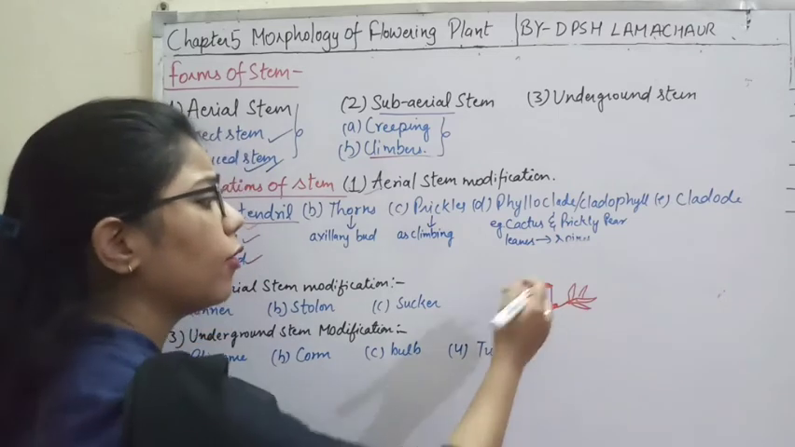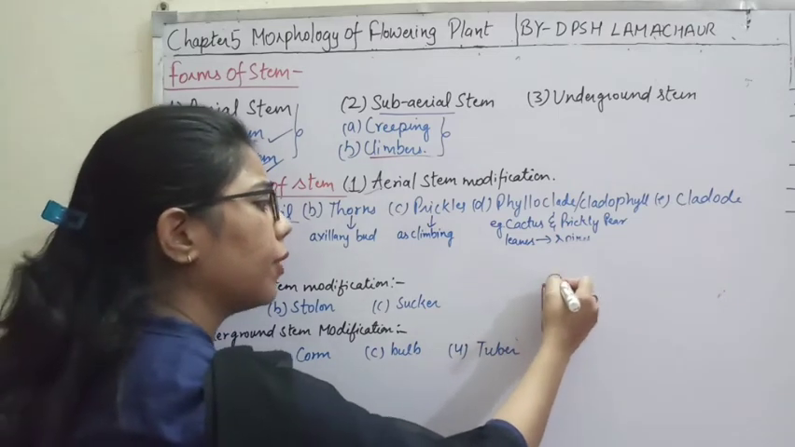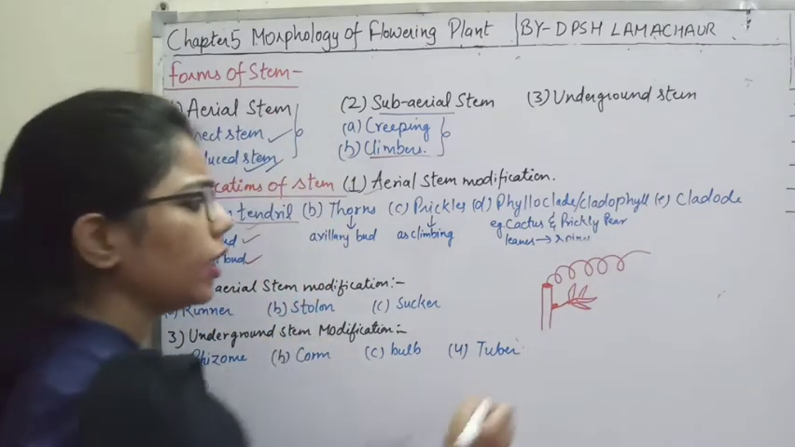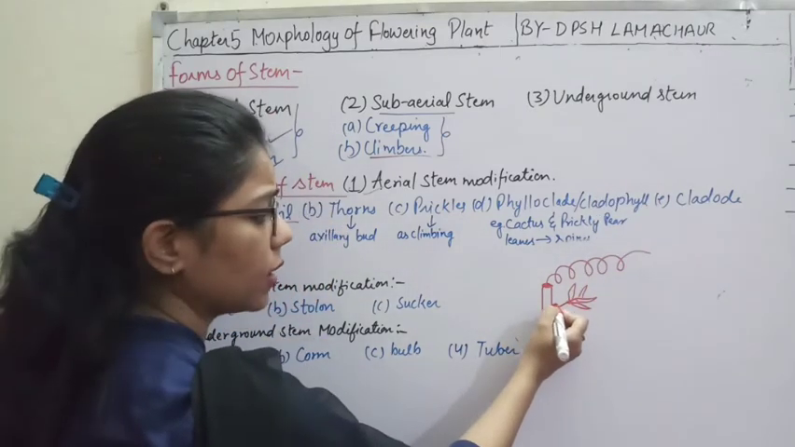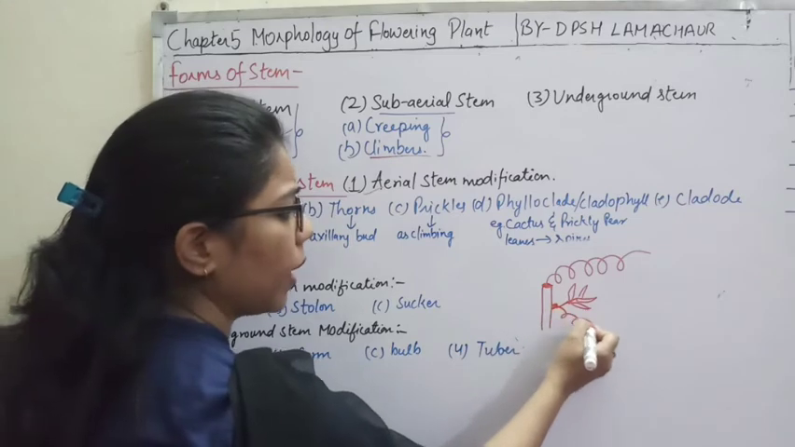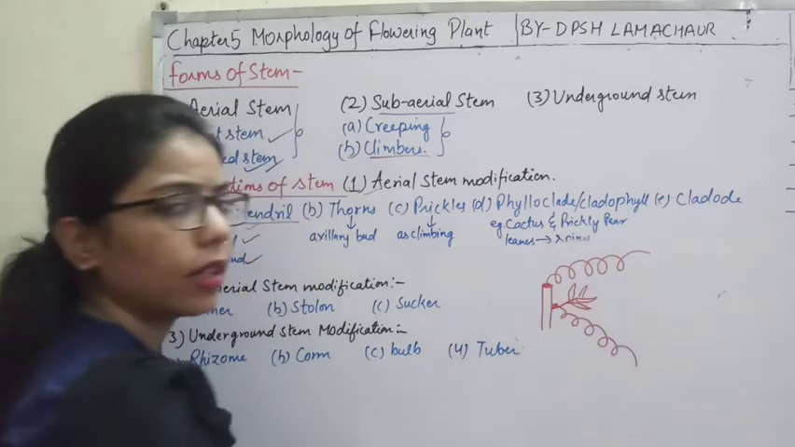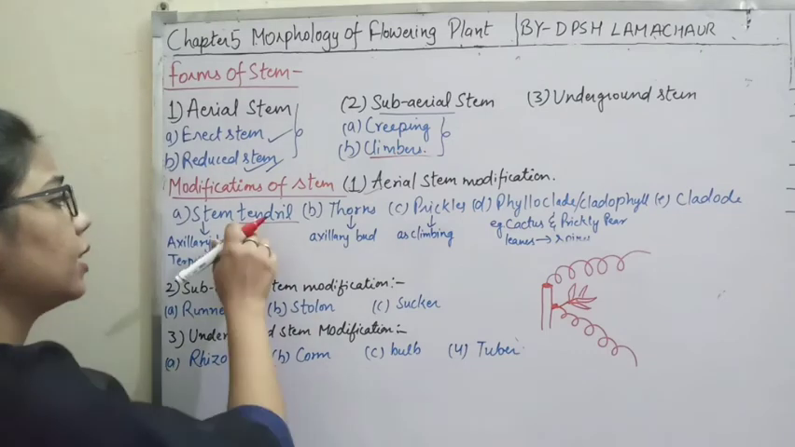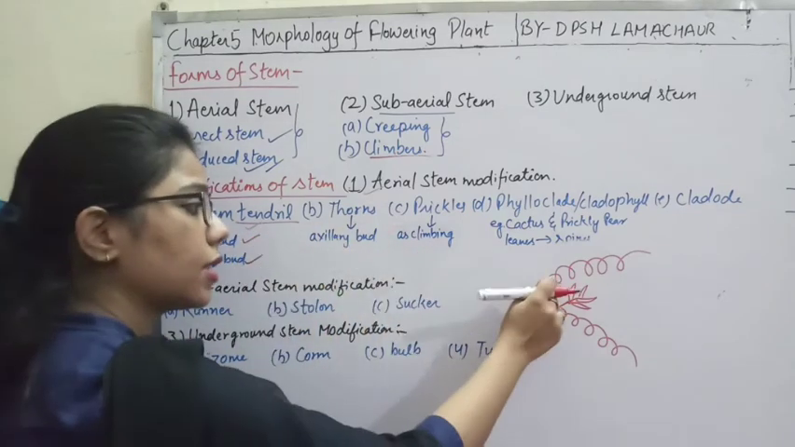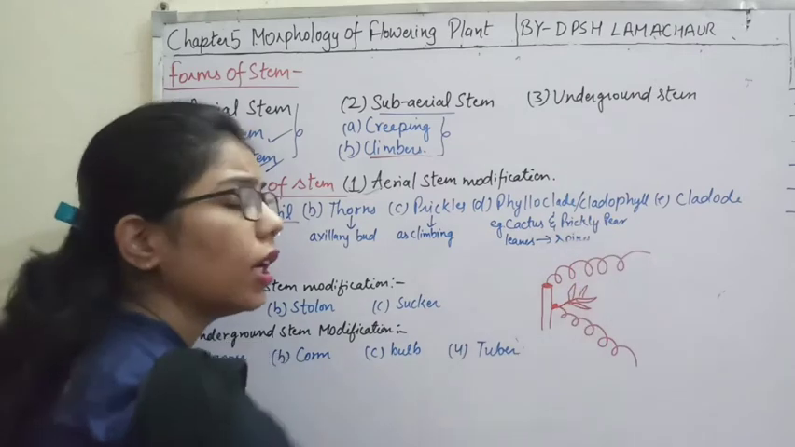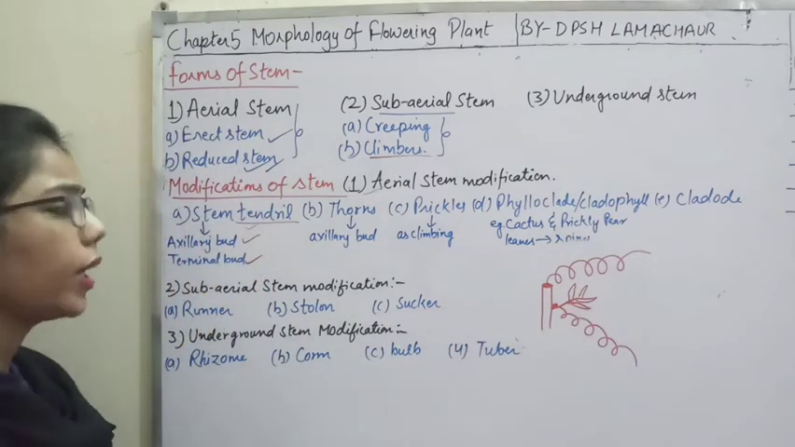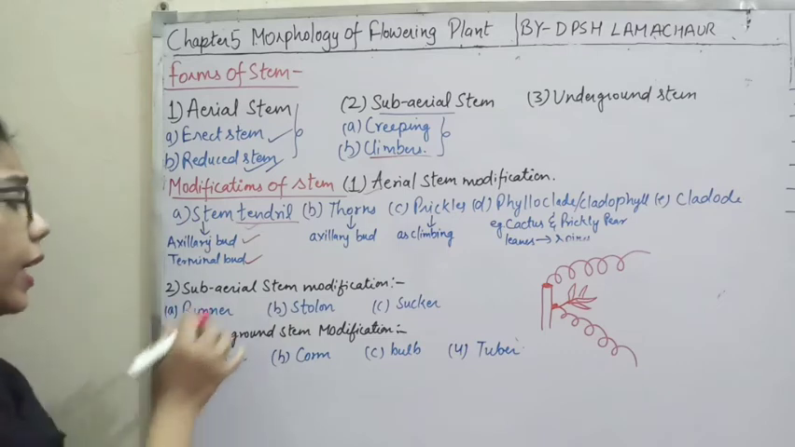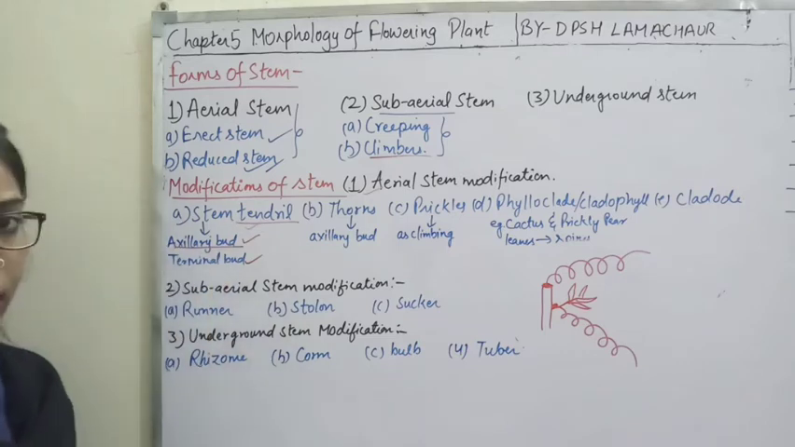It means that when this axillary part is modified into the tendril, okay, or when this terminal part is modified into tendrils. Have you seen this type of structure in plants? So what are they? They are the stem tendril, in which the stems modify into tendril forms. Okay. So we have classified on the basis of axillary and terminal. An example is the Passiflora flower.